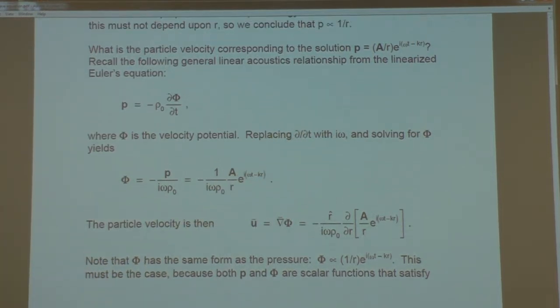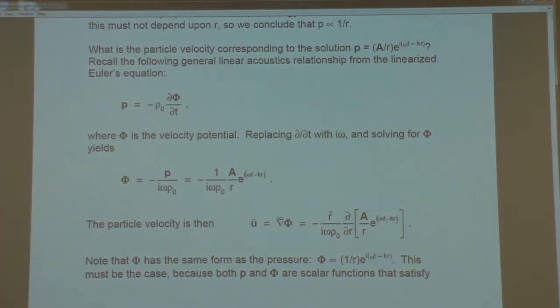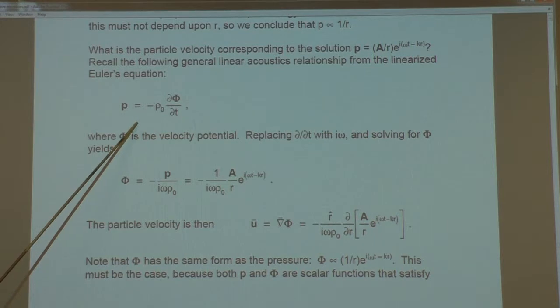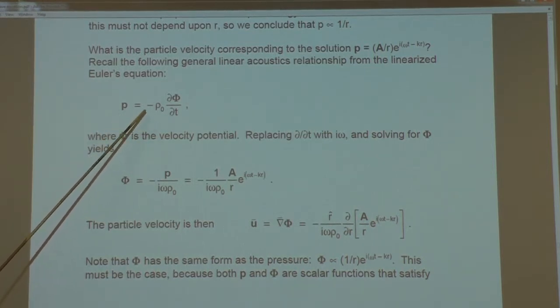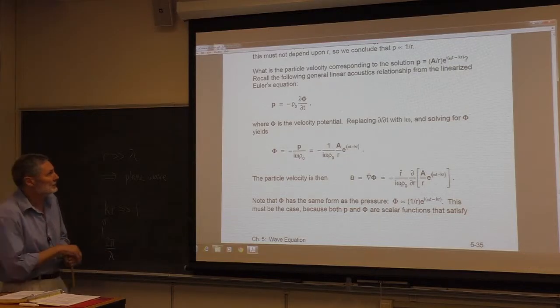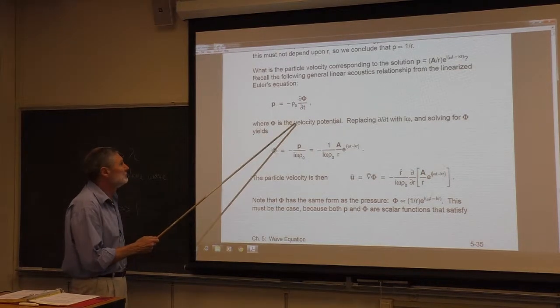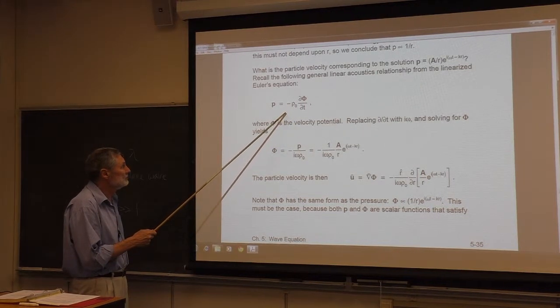Sorry. Here's our acoustic pressure. We'll find the particle velocity here through the velocity potential. If you look back, you'll see that for linear acoustics, this is the relationship between the pressure and the velocity potential. These are emboldened now because in general they're complex, P and Φ. This comes from Euler's equation.